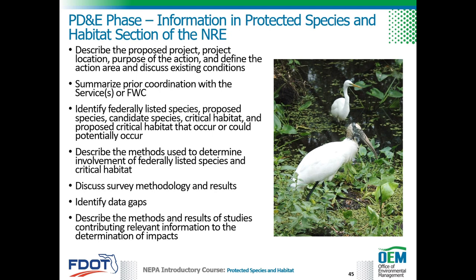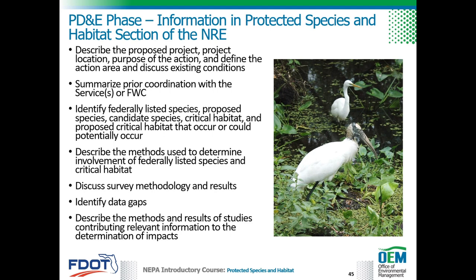3. Identify the federally listed species, proposed species, candidate species, critical habitat, and proposed critical habitat that occur or could potentially occur within the action area. Provide brief background information on these species in terms of overall range, population status, habitat needs, and life history requirements. Information such as species lists should be summarized in tables when appropriate. Include a summary of any prior coordination with the services or FWC.